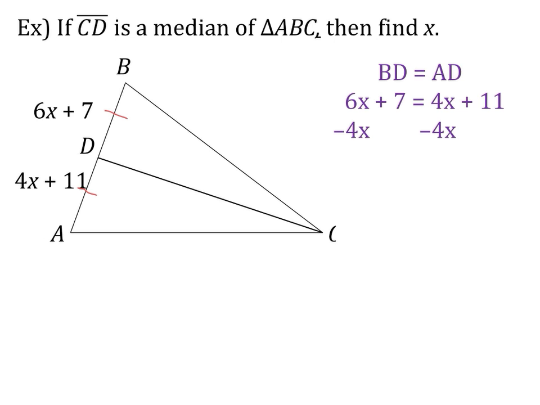Solve for x by subtracting 4x from both sides. Combining like terms to get 2x plus 7 equals 11. Subtract 7 from both sides. All right, 2x equals 4. Divide both sides by 2, so x equals 2.